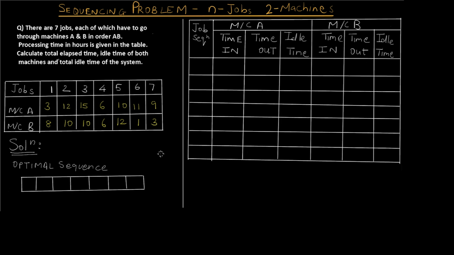So we have 7 jobs, each of which has to go through machine A and B in an order. That is, first we assign the jobs to machine A and then to machine B. Now processing time is given in hours in the table, and we have to calculate the total elapsed time, the idle time of both machines, and the total idle time of the entire system. So say for example you have machines A and B as given in the table, and we have 7 jobs. Each job is to be processed on both machines, and we first assign it to machine A and then assign that same job to machine B.